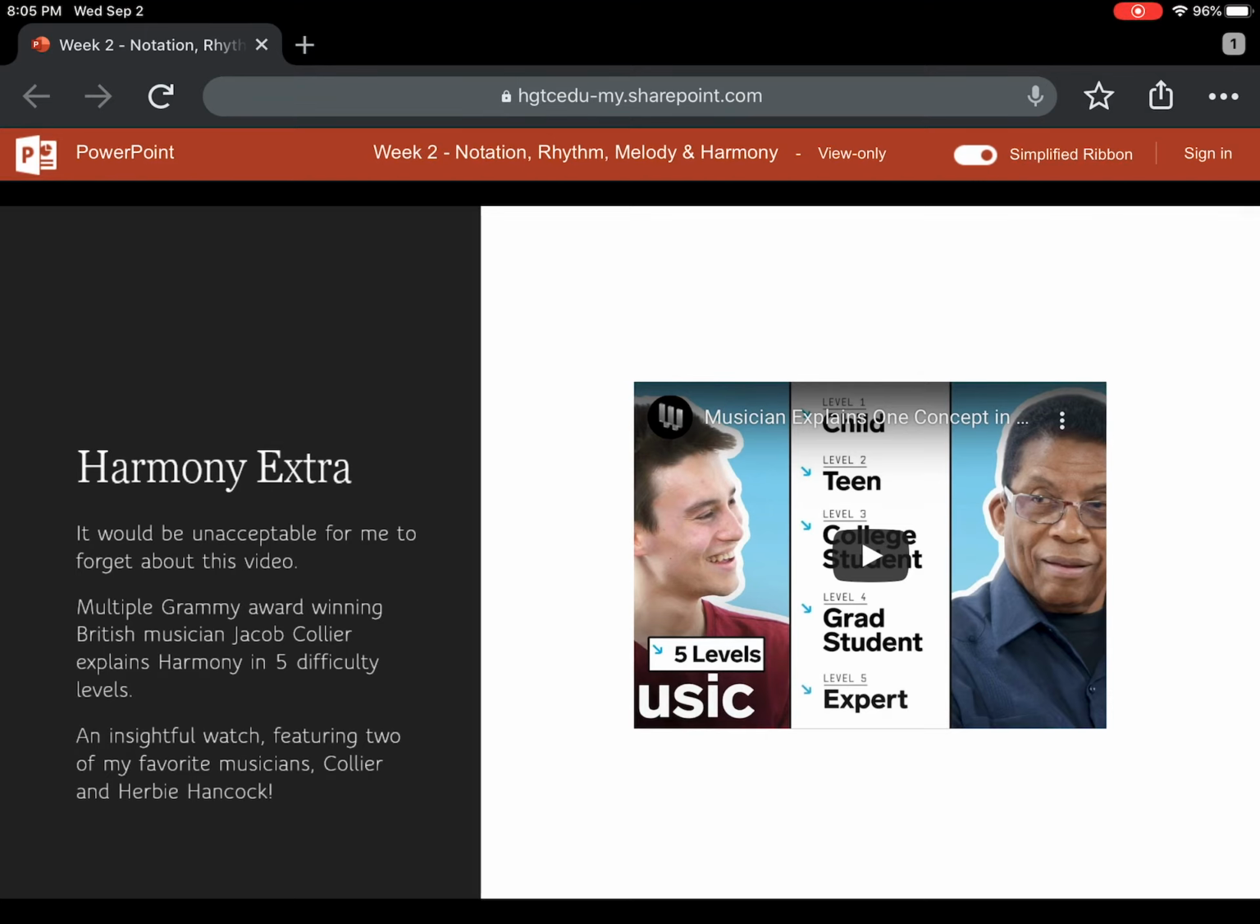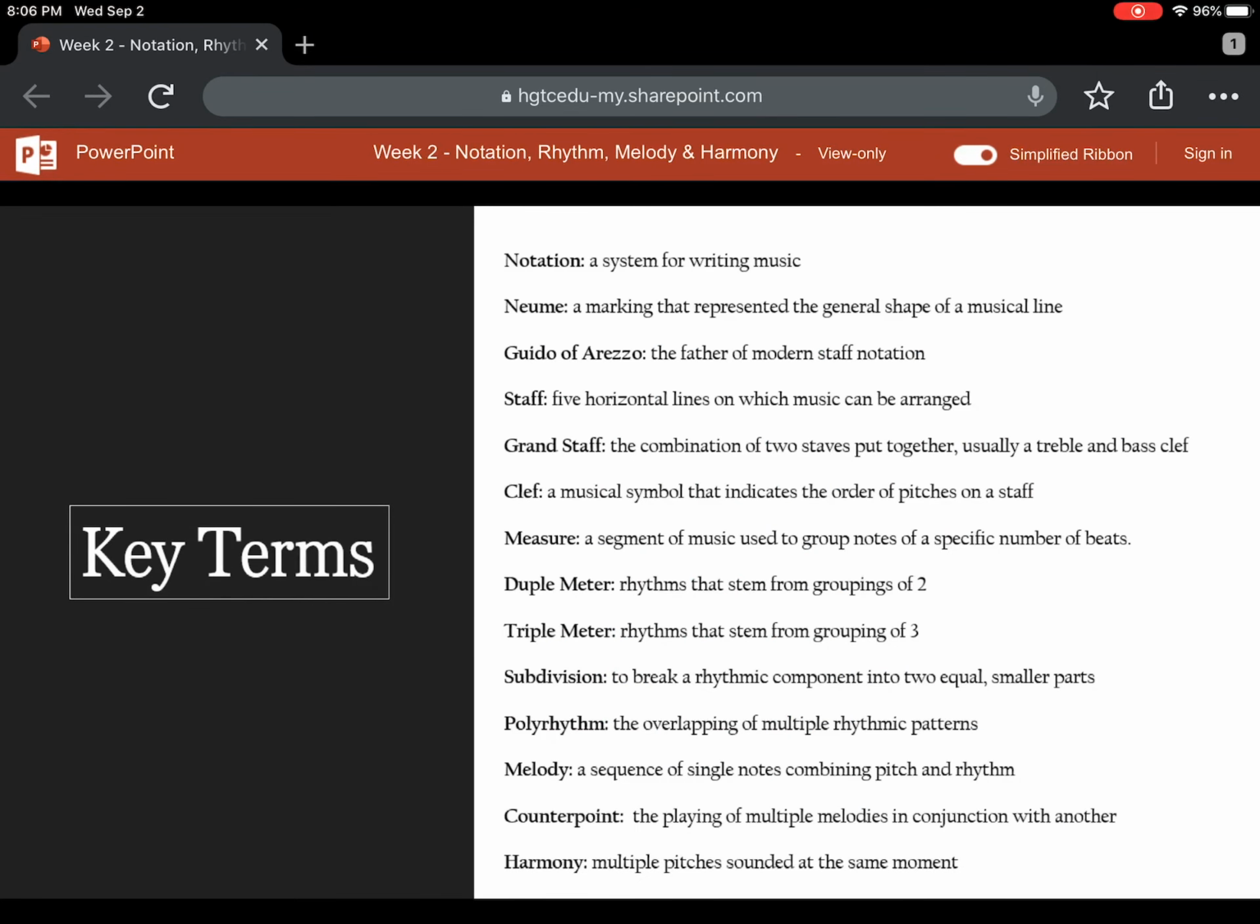But Jacob Collier here on the left is a British musician. He's won multiple Grammy Awards, specifically for his arrangements of songs. He plays around with harmony a lot, and this video is part of a series where experts in something come and explain a topic in five different layers of difficulty. He starts off with a child, then a teenager, a college student, a graduate student, and then an expert. He explains harmony each time in a different way, and I think it can be really useful to watch.